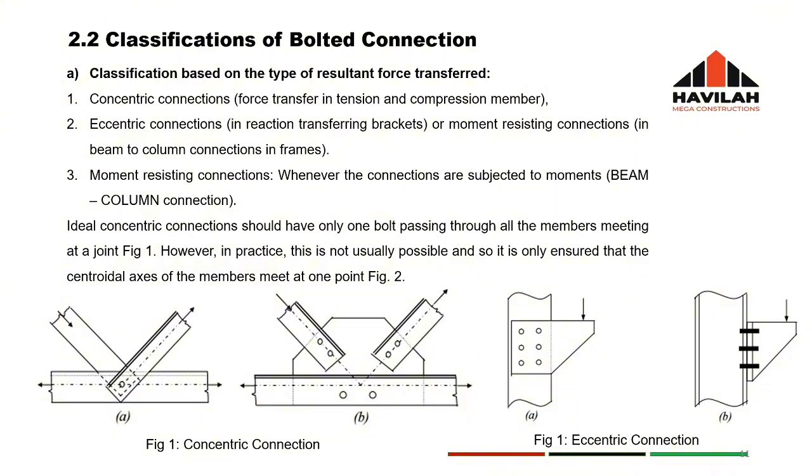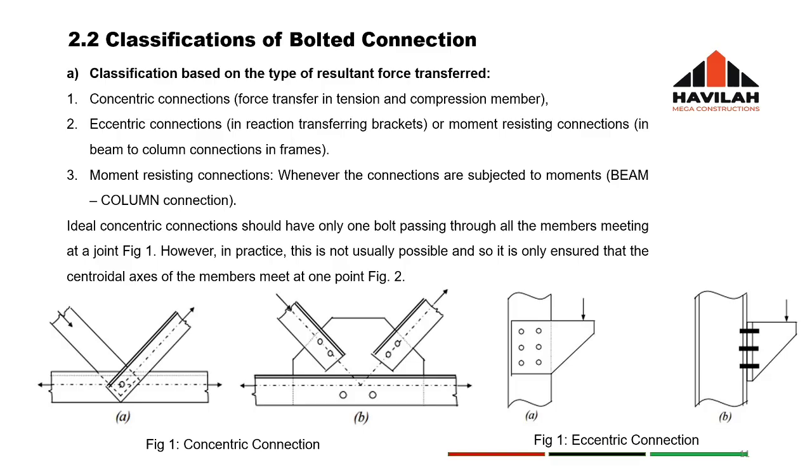The concentric connection is what you're seeing in figure 1 below under A and B. They are either in tension or in compression. A is seen together as in a joint, B is connected to a plate and then to the truss member. All right, so the second classification is the eccentric connection.